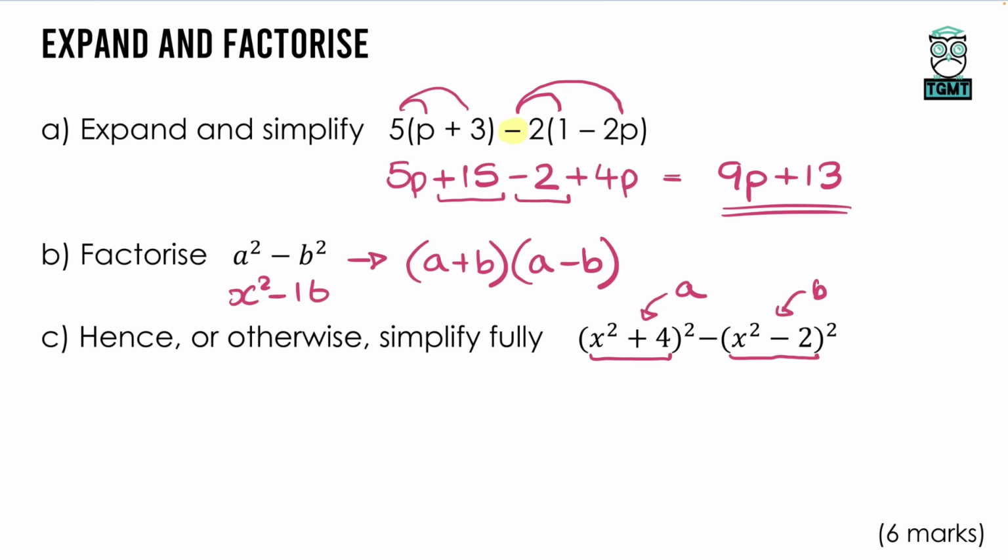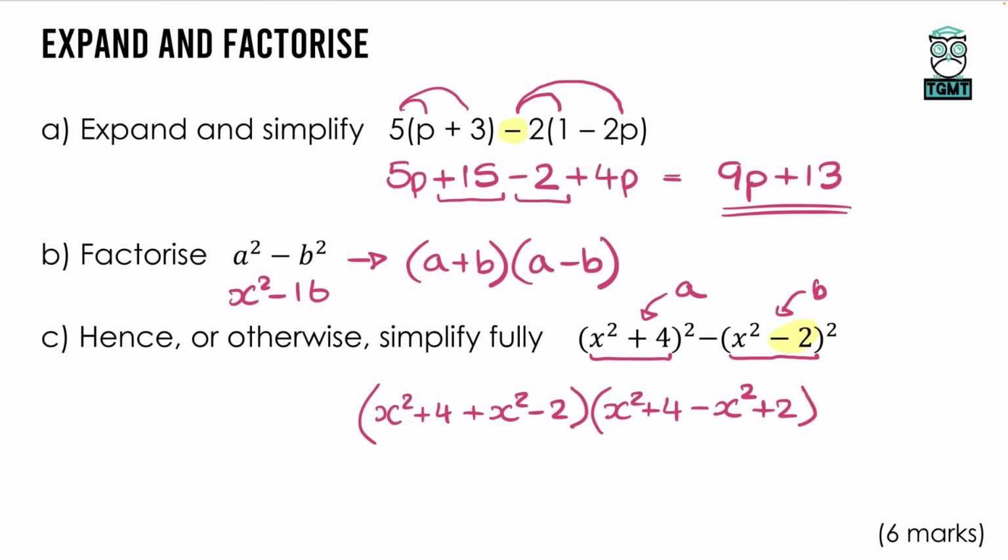So if we start with the a plus b, well, a is x squared plus 4, so x squared plus 4, and then we're adding b to that, so adding x squared minus 2, and that's our first bracket done. And in the second bracket, it's a minus b, so x squared plus 4, and here's where you've got to be really careful because we are subtracting b, so minus the x squared, and then we're going to subtract the negative 2. So we're looking at this piece here now, this subtraction of that negative 2, and that would be plus 2.